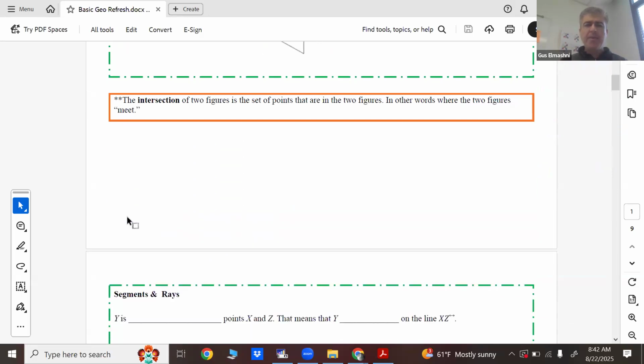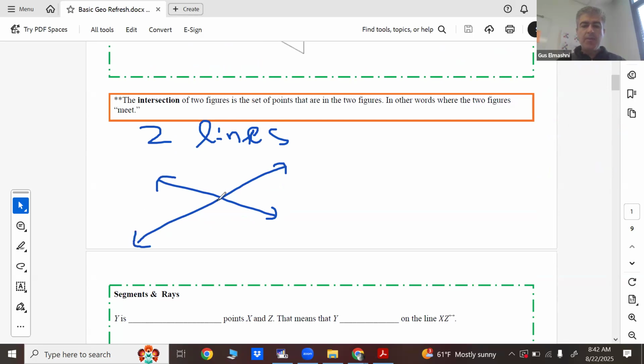Intersection is a big deal. I'm sure you guys have played around with Desmos and graphed lines. So, for example, if you have 2 lines, they can intersect. When they intersect, what shape do I see, or what geometric term do I use? They intersect at a point. Good. So we call it a point of intersection, because it's the point where they meet, right?